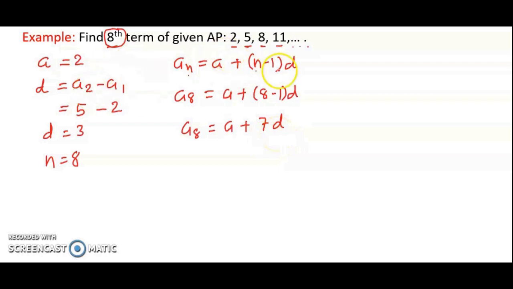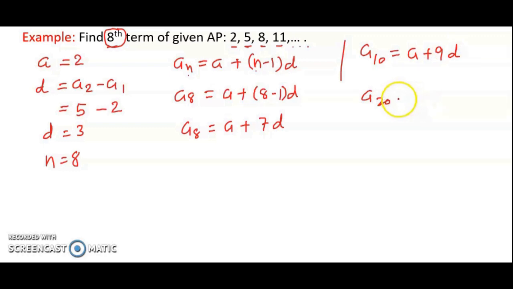Suppose, in place of a8, you want to find the 10th term of the arithmetic progression, then we can write directly a plus 9d. If you want to find the 20th term, then we can write directly a plus 19d. Here we multiply n minus 1 with d. Here we have 10, so we multiply 10 minus 1, that is 9d. If you want to find the 20th term, then 20 minus 1, that is 19, multiplied with d. So this way you can directly use the formula.